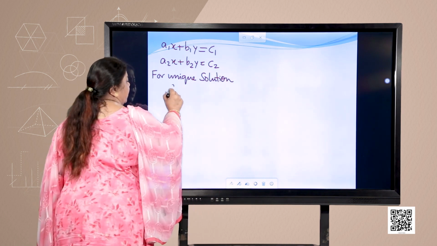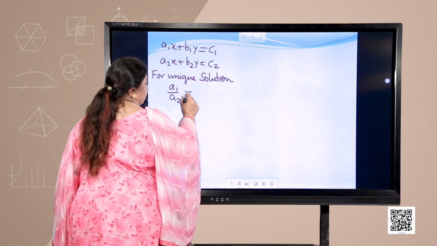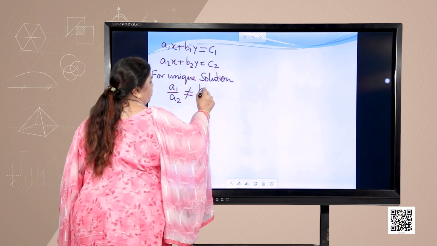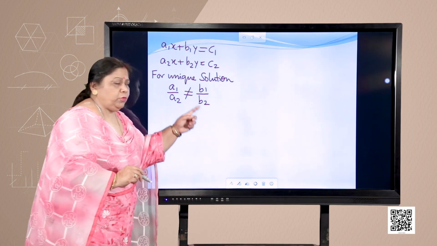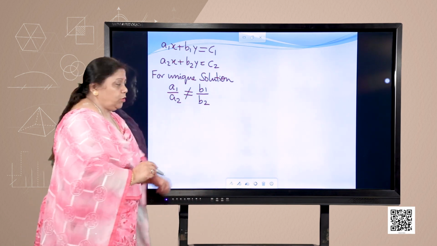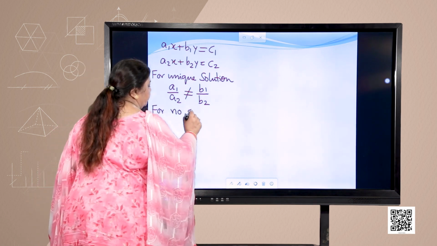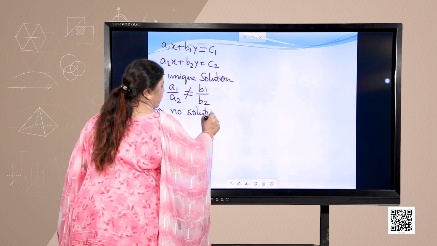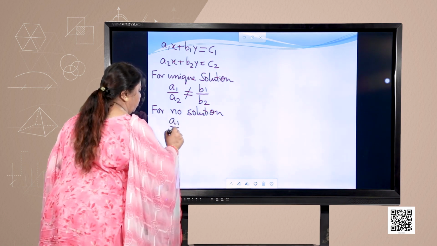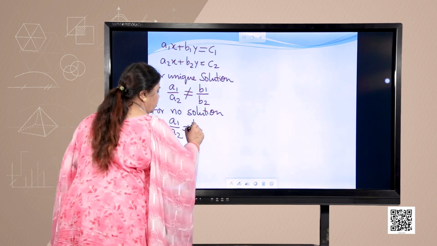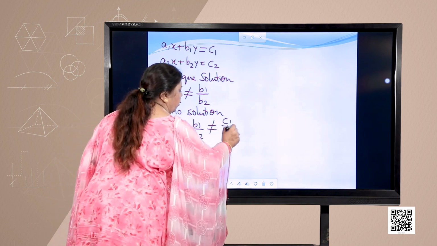the condition is a1 upon a2, that is the ratio of the coefficients of x, should not be equal to b1 upon b2. In this case, we will always have a unique solution. And next, let us take up no solution. For no solution, we will take a1 upon a2 is equal to b1 upon b2, and that will not be equal to c1 upon c2.